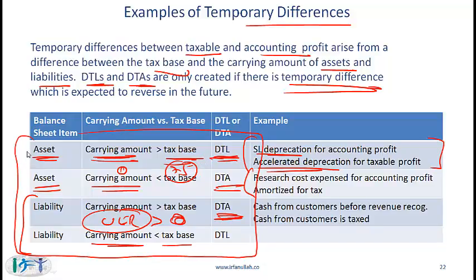Just in terms of a trick to memorize, you can remember this first item because this is something you've done over and over, and then everything else just follows. Carrying amount greater than tax base creates a deferred tax liability. If you have an asset and the carrying amount is less, then obviously you will have the opposite, which is a deferred tax asset. The liability will again be the opposite for the asset, assuming that the carrying amount is greater than the tax base. So here you had a deferred tax liability, here you have a deferred tax asset.